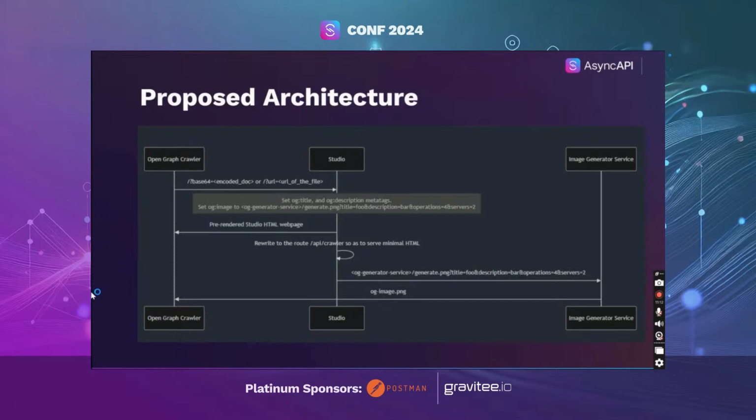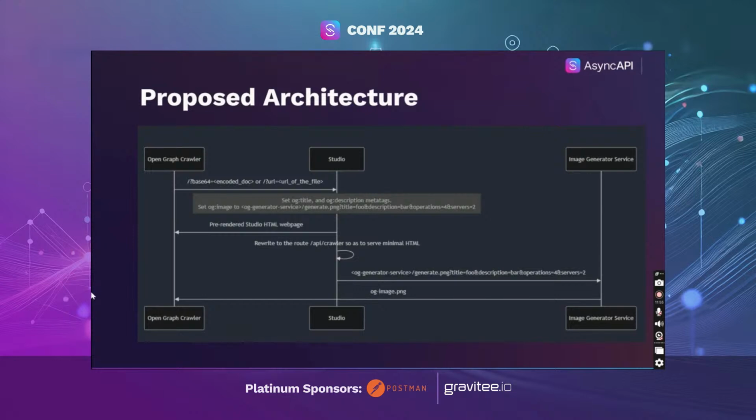So when you are going to share an AsyncAPI document file, either the content of the file gets appended as a base64 string to the end of the URL as a query parameter, or another query parameter can be the URL of another file that you can point it to. So essentially, you can have studio.asyncapi.com/url, question mark url equals something.